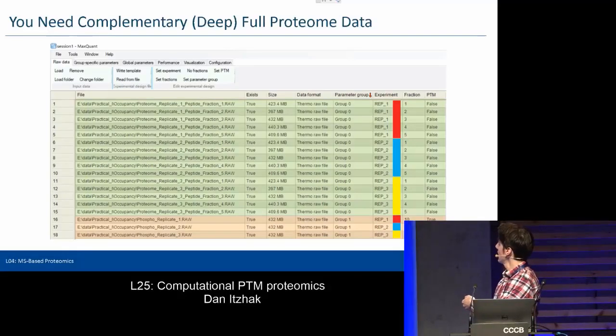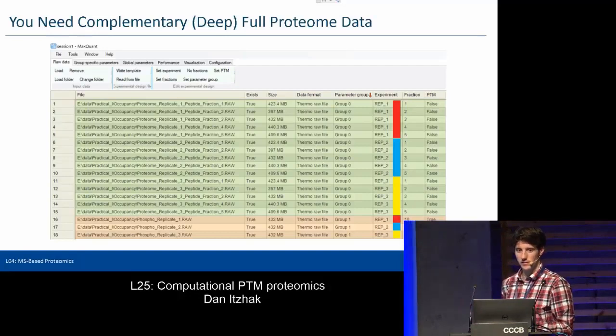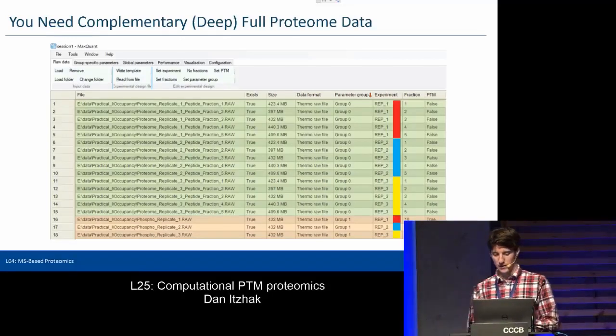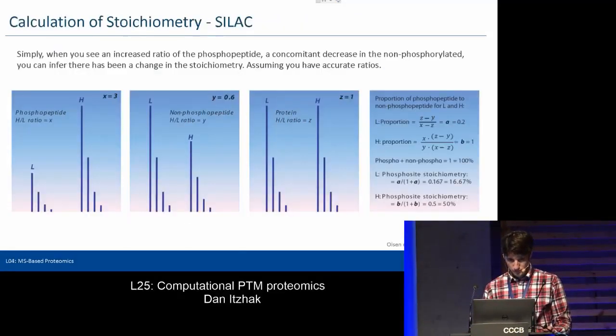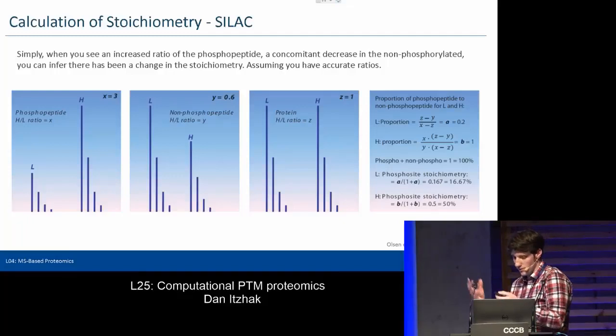And I've just illustrated how one would set up MaxQuant in order to get the correct strategy and get the right information out at the end. So these slides are going to be available, so you can use this as a template when you have your own data. So how is stoichiometry actually calculated, or where is it? How do we get it?